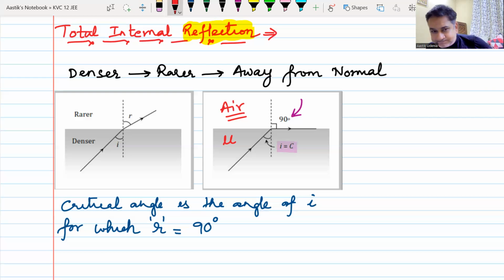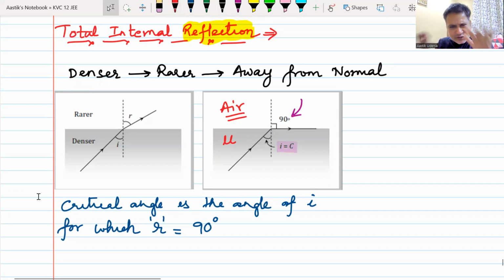Apply Snell's law. Tell me the relation between mu and sine C. Let me see who can tell me the relation first. Fastest finger first. Mu sin C equals 1. Tell me the relation straight away. I ask you a question, you ask me a question back. That is not an answer, na?